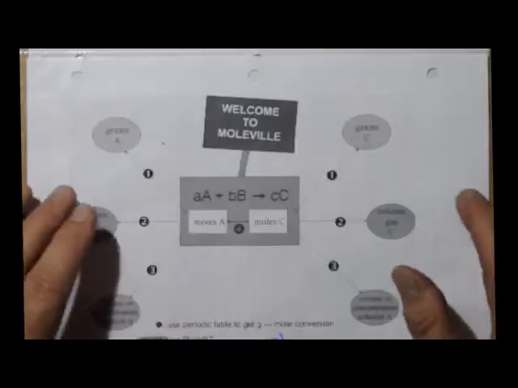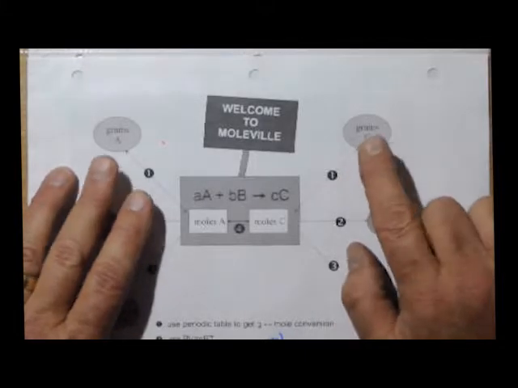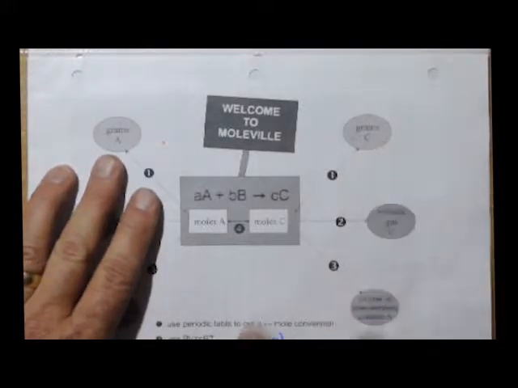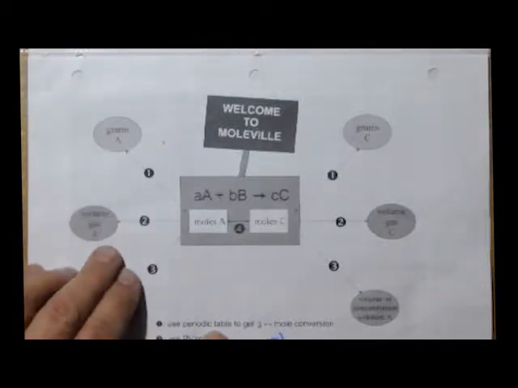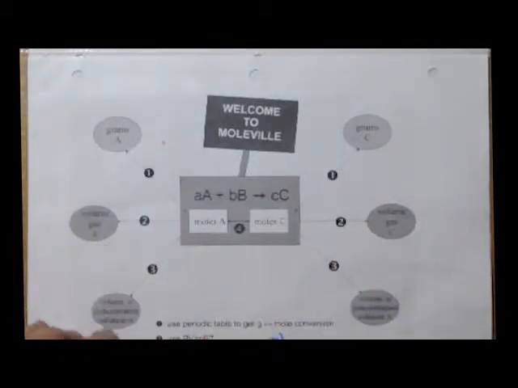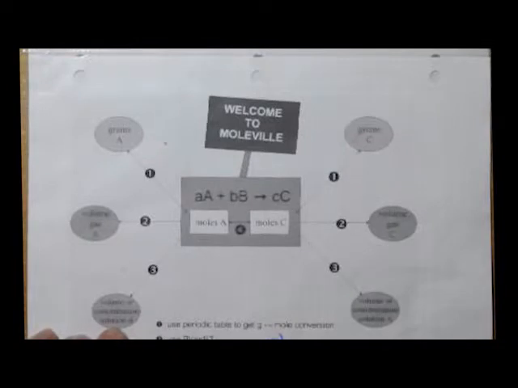So remember, if we were given grams or needed grams, we could go to the periodic table. If we had volume of a gas, we could use PV equals nRT. Now, if we have a volume and a concentration of a solution, we can use the molarity equation. And this is how it's usually written. Molarity is moles over volume, but usually we'll use moles equals molarity times volume. So that's another way in and out of Moleville.